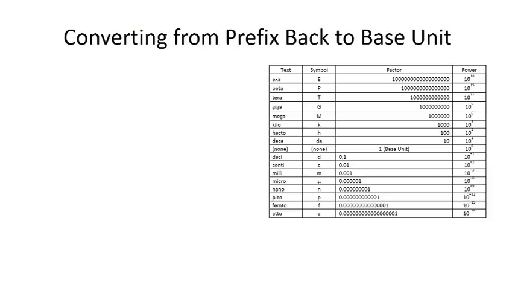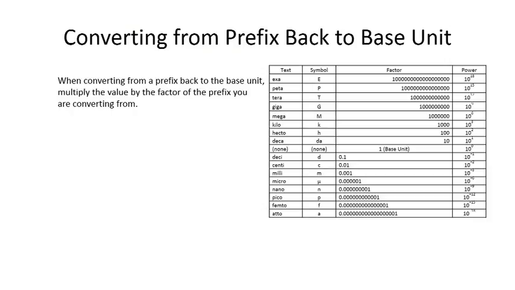To convert from a prefix back to the base unit, we take the value and we multiply it by the factor of the prefix that we are converting from. For example, to convert 213.5 milliamps back to amps, we take 213.5 times 10 to the negative third, which is the factor for milliamps, and we come up with 0.2135 amps.